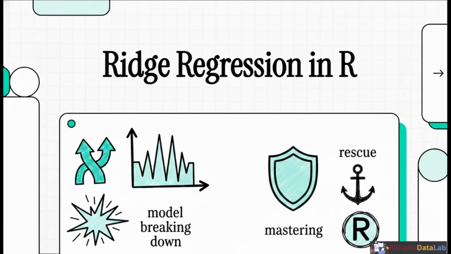Welcome to This Explainer. Today, we're going to rescue your standard ordinary least squares models from breaking down when your variables start moving in lockstep. Seriously, if you've ever been totally frustrated by models that just swing wildly every time you resample your data, you are absolutely in the right place. We're tackling multicollinearity head-on by mastering ridge regression in R.